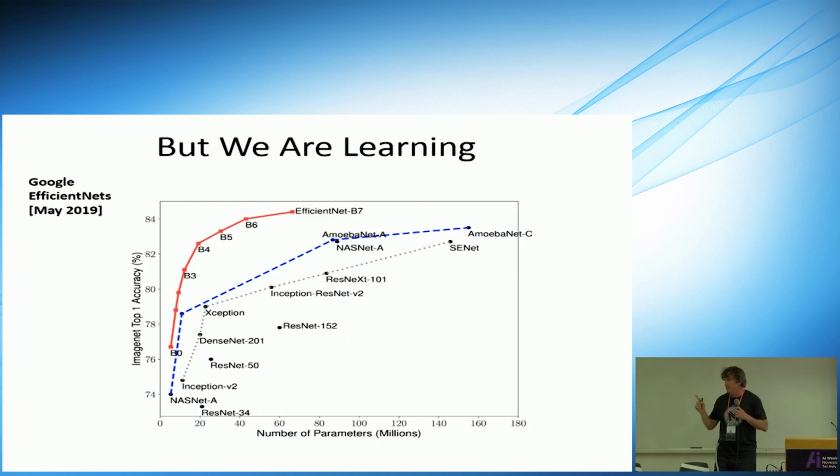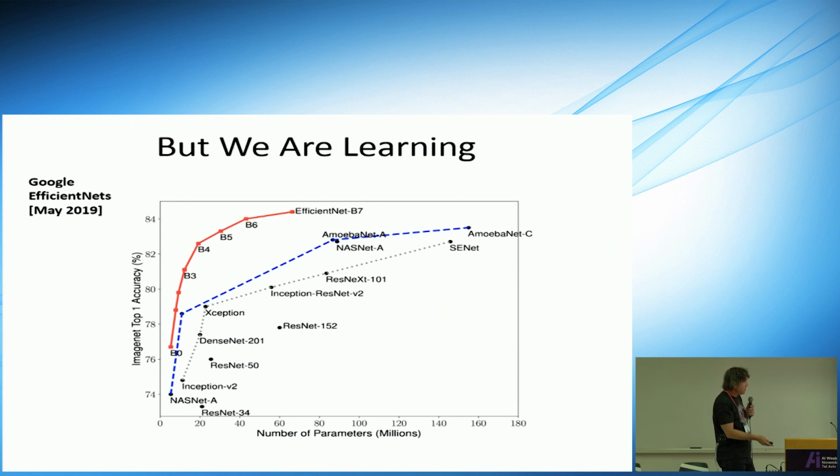But we're learning, okay? We're not sitting and resting. The algorithms are evolving, okay? In May, the Google guys came out with EfficientNets, right? I don't know how many of you have heard of EfficientNets, but if this is the graph of the number of parameters versus the accuracy, right? Then you can see that EfficientNets are kind of the top of the curve.